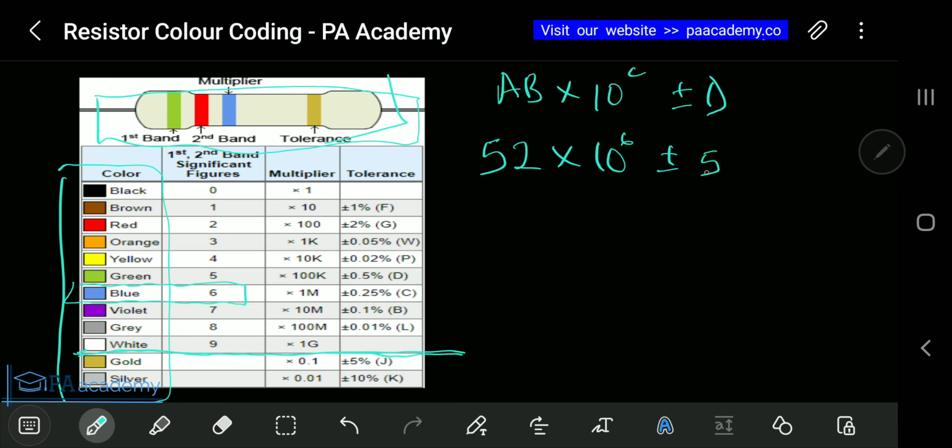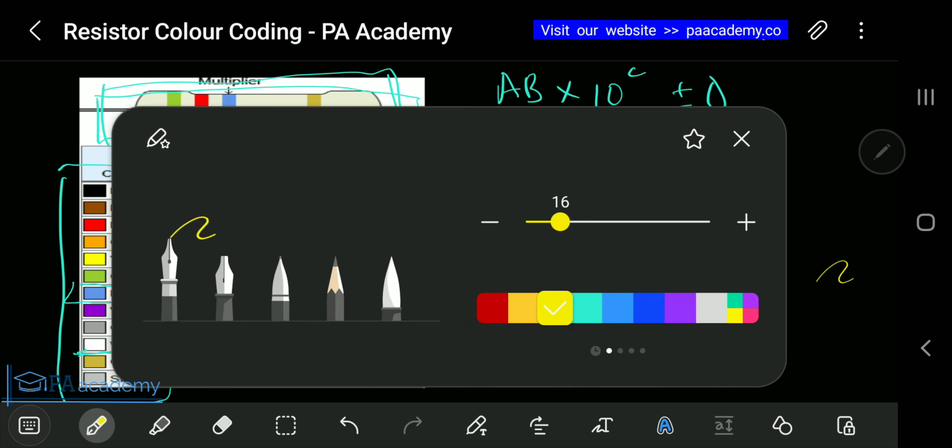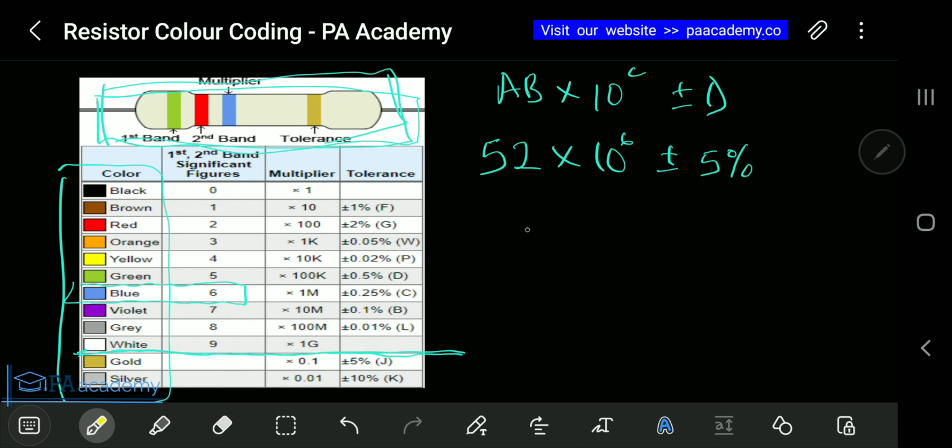So plus or minus 5%. Okay, so what this actually means is that the value of this particular resistor that we are seeing on screen, this one here, is 52 times 10 raised to the power 6 plus or minus 5%. So now let's calculate that plus or minus 5%. So what we do is let's calculate 5% of 52 times 10 raised to the power 6.